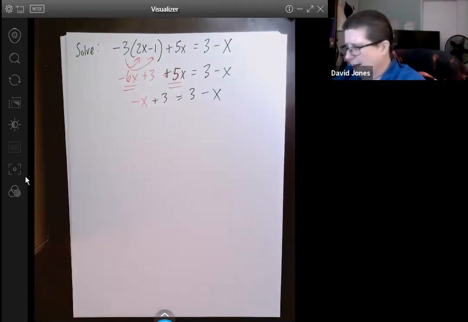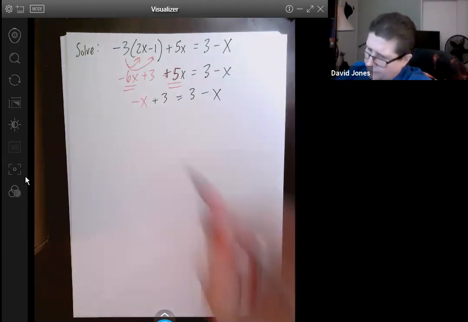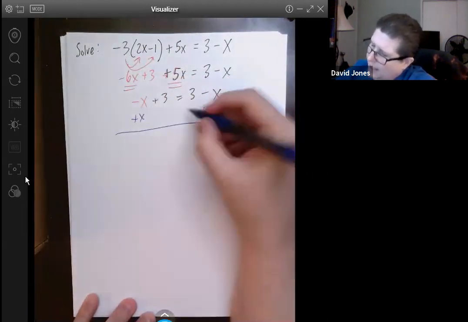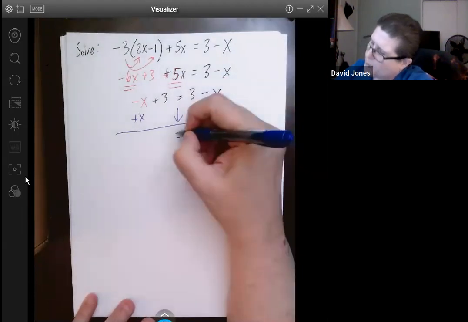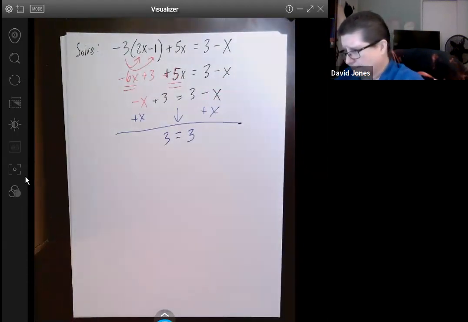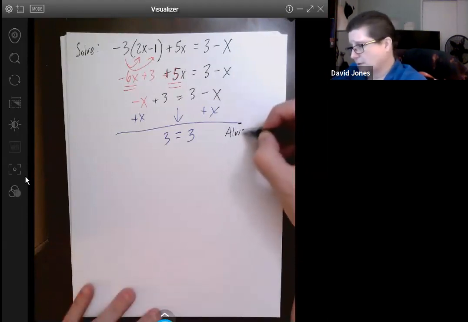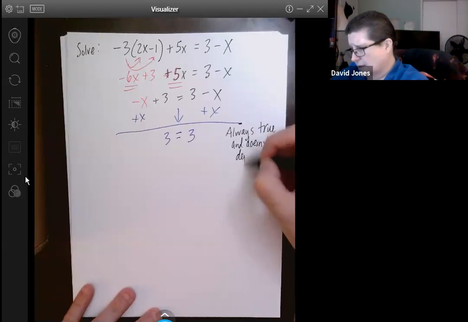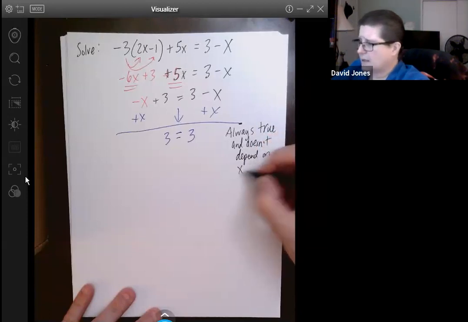Now, if you recognize it right here, you can stop as well. But if you don't, let's add x to both sides. And if I do, the x's disappear on both sides, and I get 3 equals 3. This statement is always true and doesn't depend on x. So any x value works.